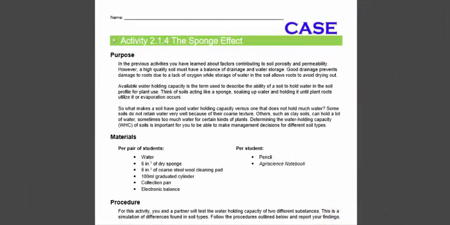Through Activity 2.1.4, the sponge effect, you will measure the water holding capacity of various substances and compare data. This will help you understand that soil structure and texture influence water holding capacity, drainage, and erosion. Your instructor will share specific instructions and materials for the lab activity.